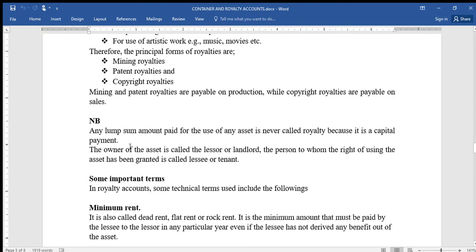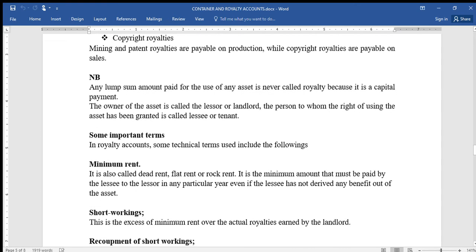Then any lump sum. Lump sum is something that is whole, that is not broken into pieces. Any lump sum amount paid for the use of an asset is never called royalty because it's a capital payment. So in royalty accounts, we have two parties, the landlord, also known as the leaser, and the tenant, also known as the lessee. The person who asks for the right to use the asset is called the lessee or the tenant, and the person who gives the right is called the leaser or the landlord.